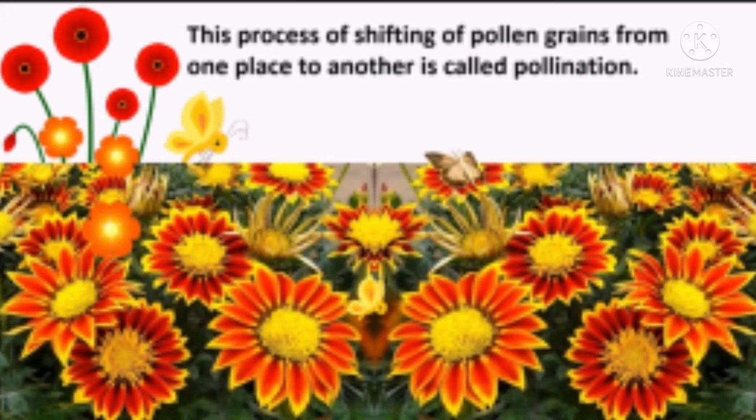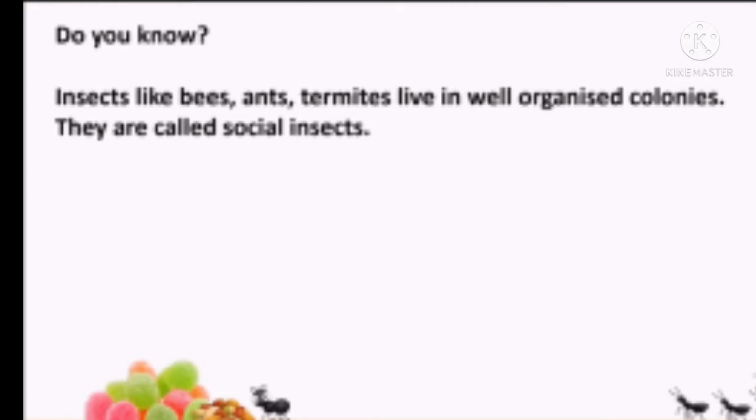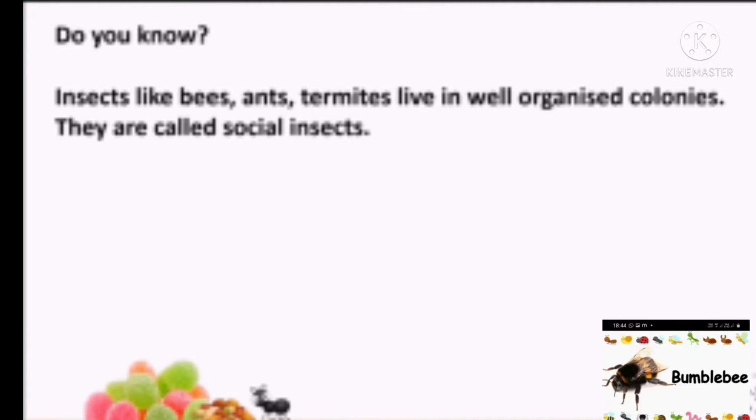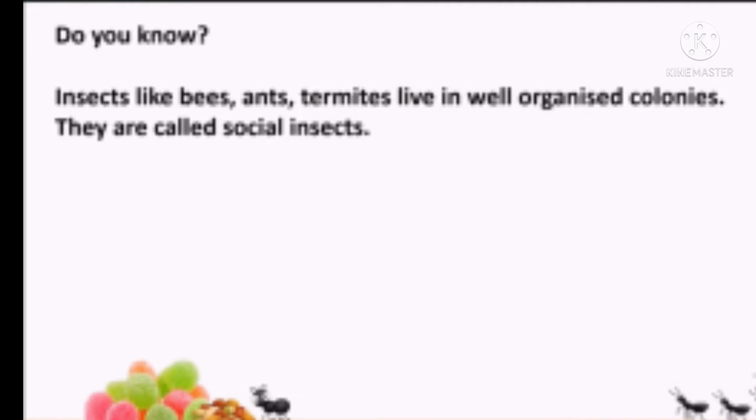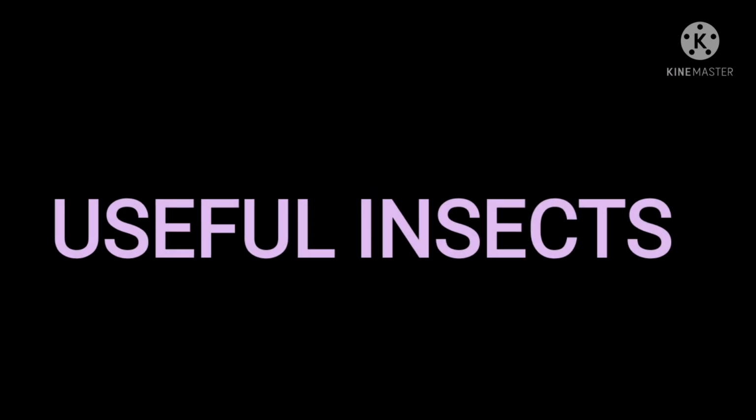Children, do you know there are certain insects like bees, ants and termites. They live in well-organized colonies. That's why they are known as social insects. So now let us study about the useful insects.